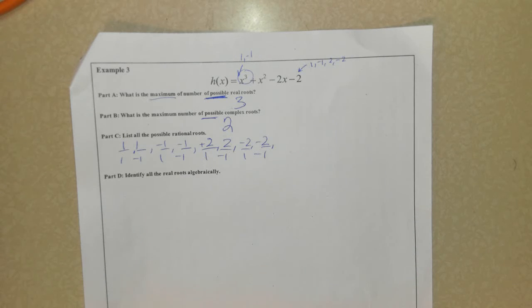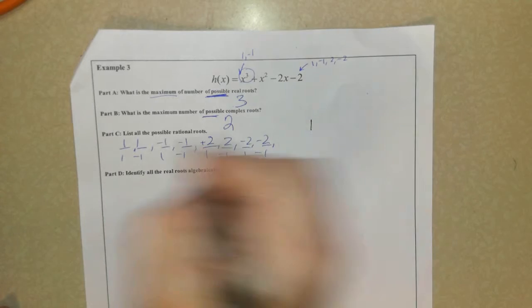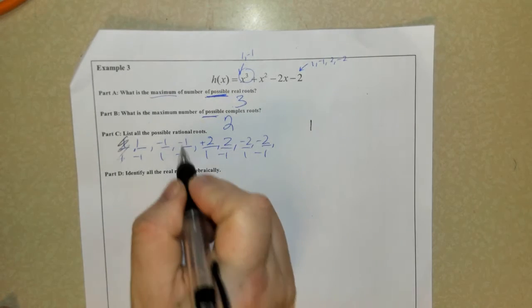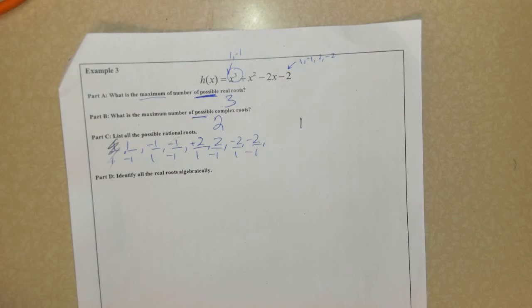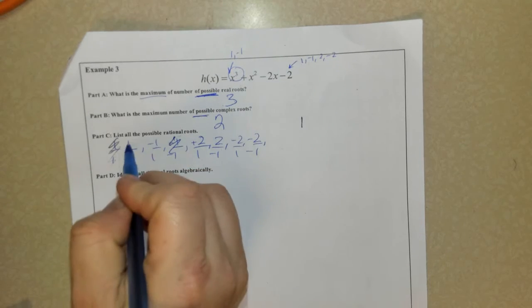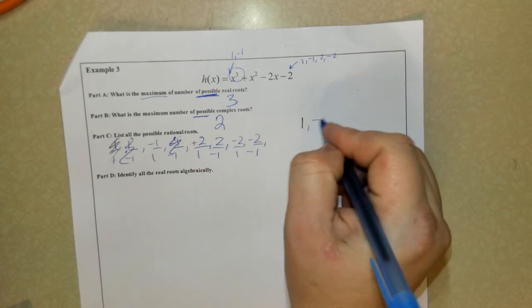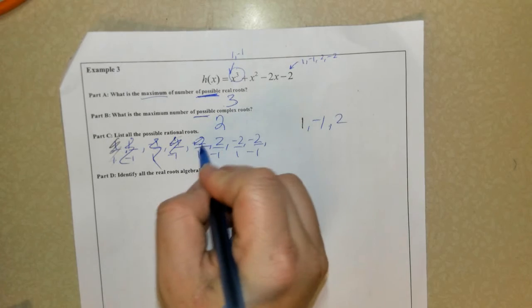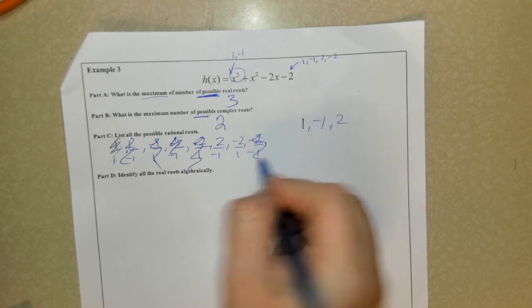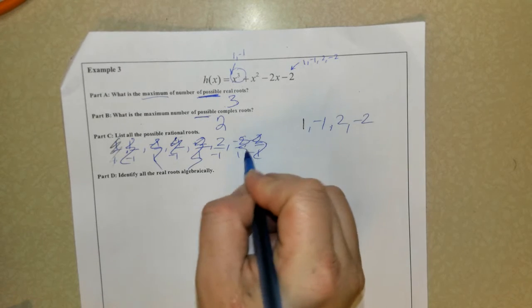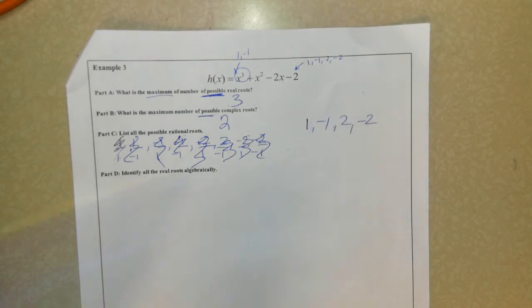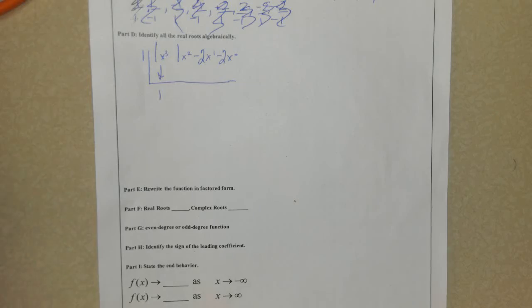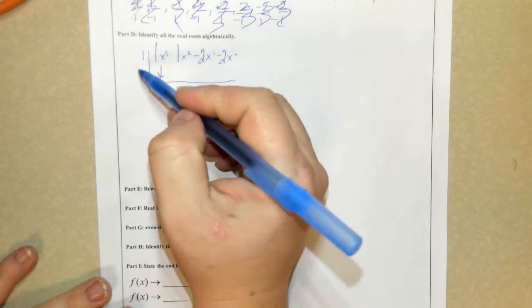And now I'm going to go back and simplify the fractions. 1 divided by 1 is 1, so anything with a 1 I cancel out. This is negative 1. Anything with a negative 1 I cancel out. This is 2 and negative 2. Begin the Mama method, also known as synthetic division.